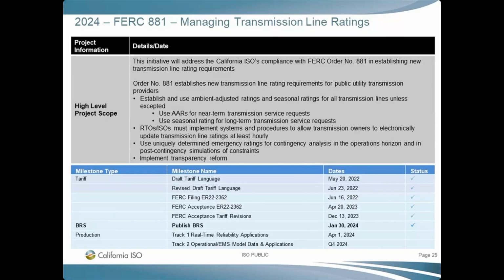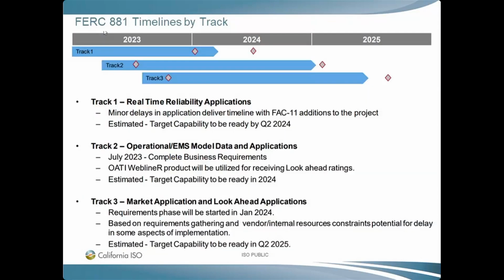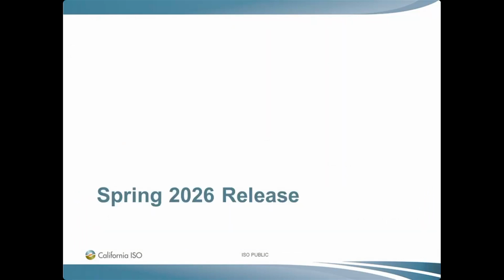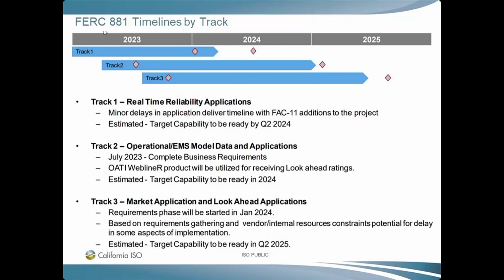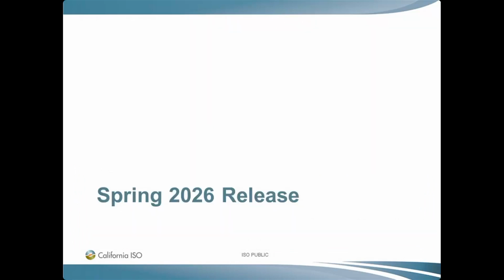So we do have an update here. So we will have multiple tracks for this initiative, and the BRS focusing on track 1 for real-time reliability applications is published as of January 30. We do have a production implementation target of April 1st for that track. This here shows just a summary of the 3 different tracks of FERC 881 and the associated timelines. And that's the last slide for 881. Does anybody have any questions or comments on this one? Okay. All right, let's move on to spring 2026 release.